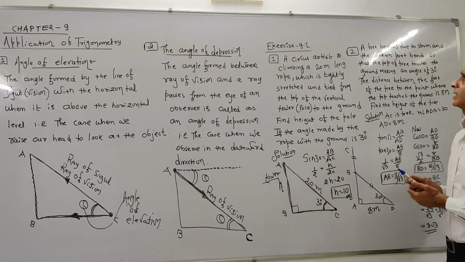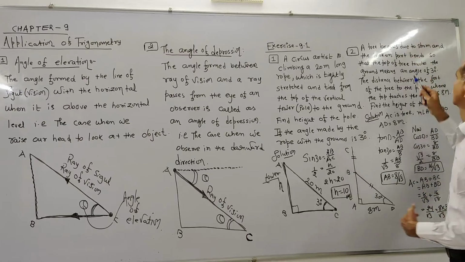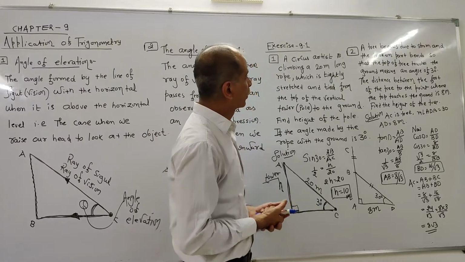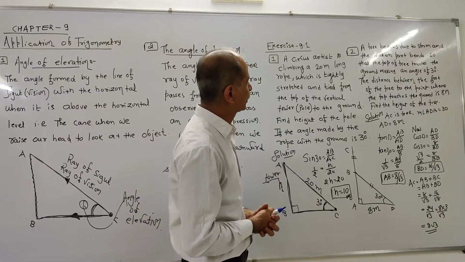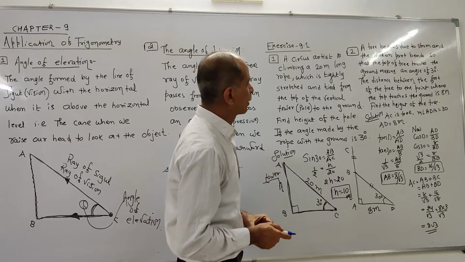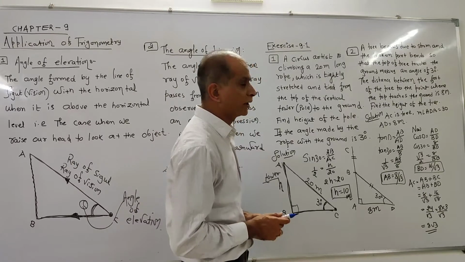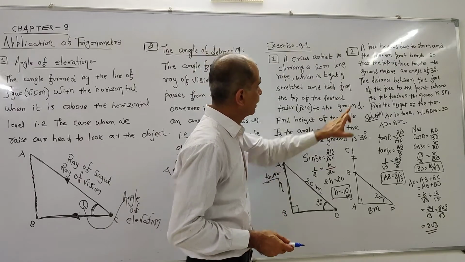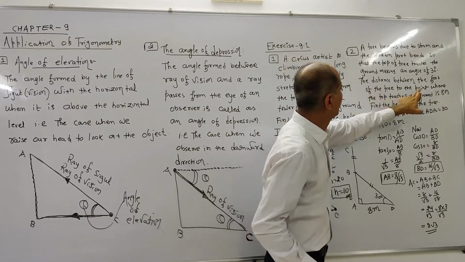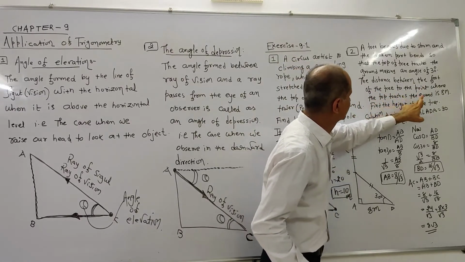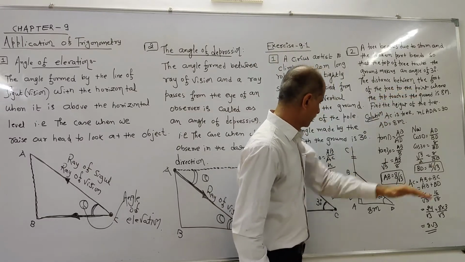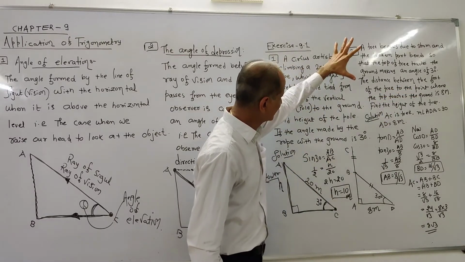Well, now the second example. A tree breaks due to a storm and the broken part bends so that the top of the tree touches the ground, making an angle of 30 degrees. The distance between the foot of the tree and the point where the top touches the ground is 8 meters. Find the height of the tree. Let us see this in the figure.